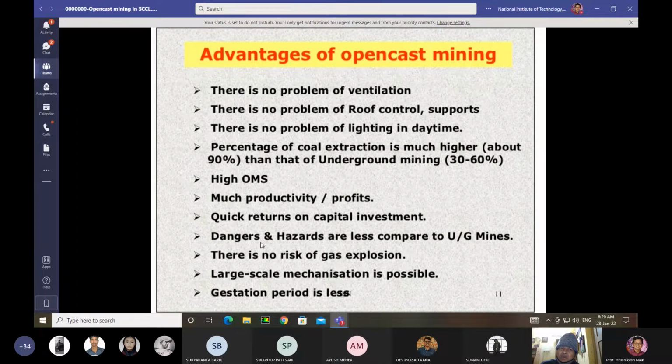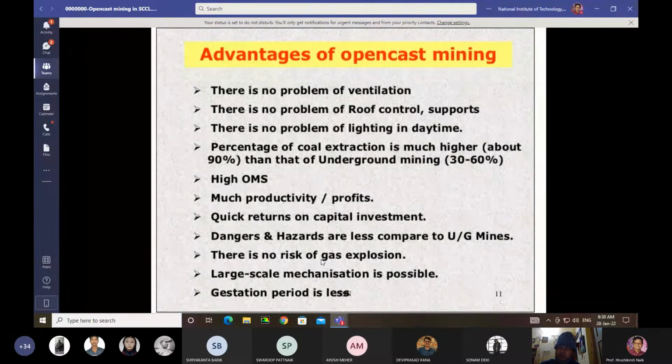So in open cast mines, there is no danger of hazards compared to the underground mines. And in open cast mines, there is no risk of gas explosion. Usually the coal mine gas, methane gas explosion takes place and fire takes place and a lot of people suffer because of the explosion. So these problems are not there in open cast mines. So these are the advantages of open cast mining compared to the underground mining.